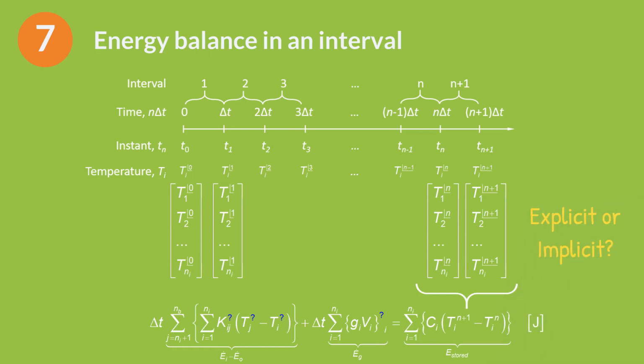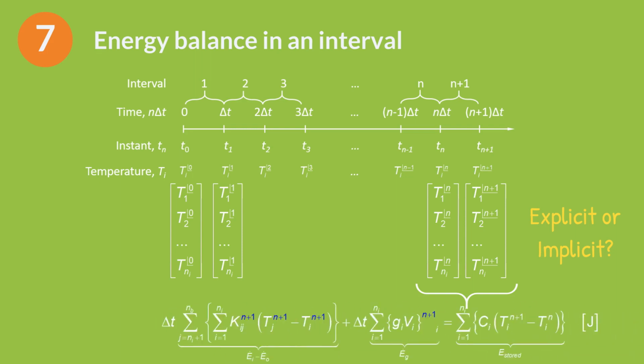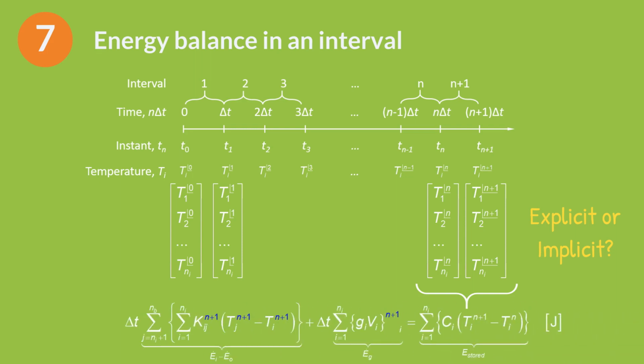Because the energy balance is made in different instants for explicit and implicit methods, the mathematical expression will be different. For the explicit method, inputs, outputs, and internal heat generation are evaluated in the instant n. And for the implicit method, inputs, outputs, and internal heat generation are evaluated in the instant n+1.